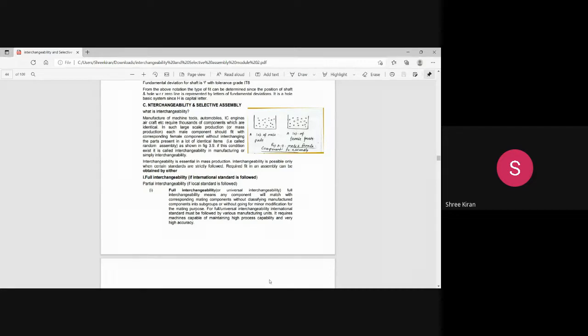So in the last class we were discussing types of fit, which comes under the system of limits and fits. So all these fits and limits, everything comes under which topic? Can anyone tell me? All this comes under... any one of you. Hole and shaft.